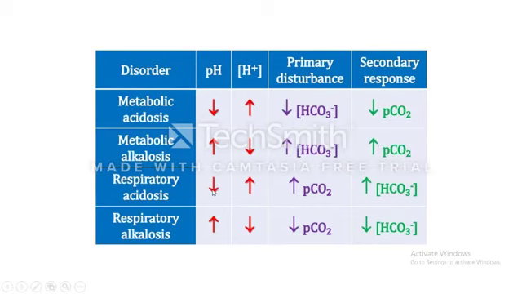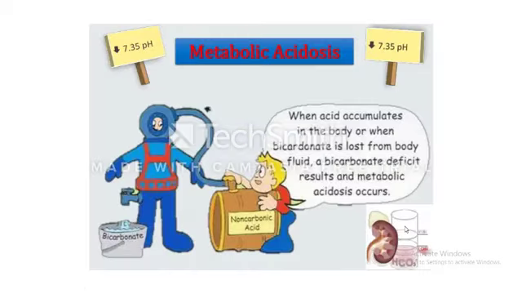In respiratory acidosis, pH is low, hydrogen ion concentration is high, carbon dioxide partial pressure is high, and bicarbonate concentration is high. In case of respiratory alkalosis, the pH is always high, hydrogen ion concentration is low, the primary disturbance is that the partial pressure of carbon dioxide is low, and the secondary response is that the bicarbonate concentration is low. You can see how pH, hydrogen ion, primary disturbance and secondary disturbance are discussed in this table.